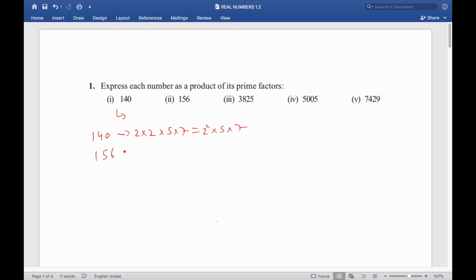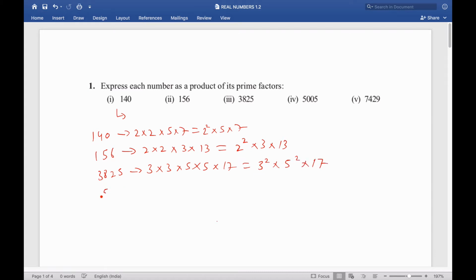156, again we can start with 2 into 2 into 3 into 13, which will give me 2 square into 3 into 13. Moving to the third part, 3825. Now it's divisible by 5 or 3. 3 into 3 into 5 into 5 into 17. This will give me 3 square into 5 square into 17.